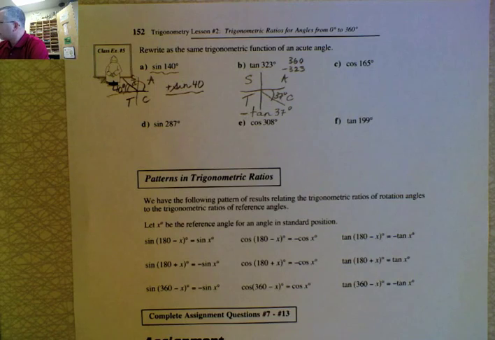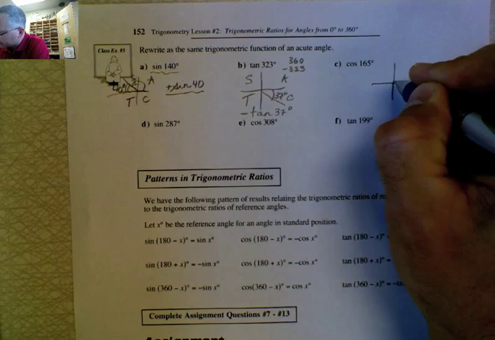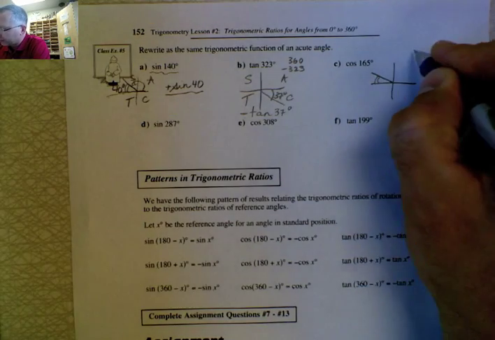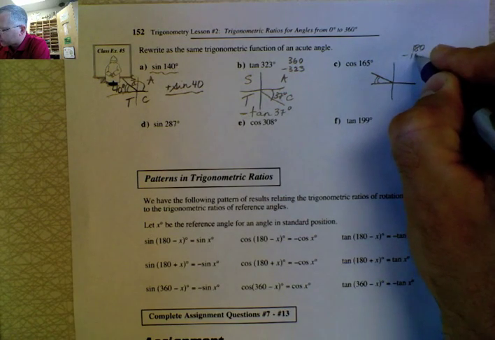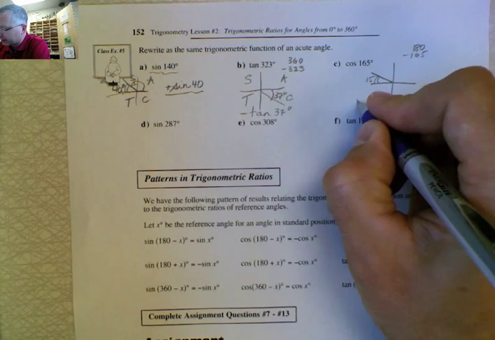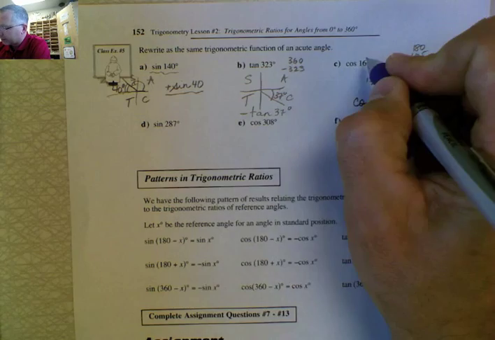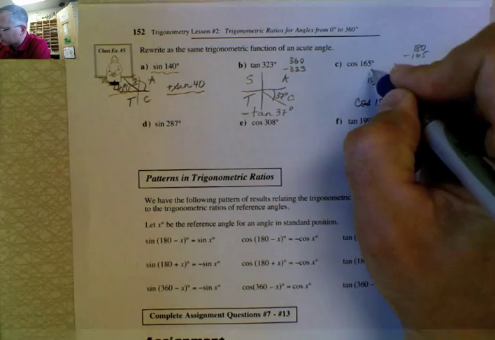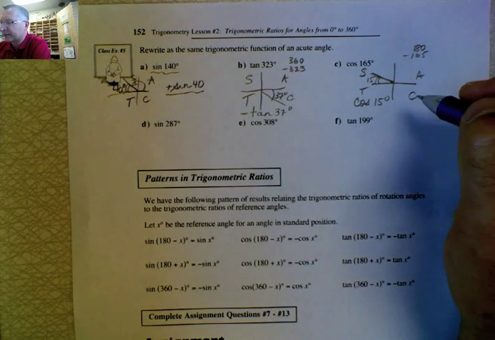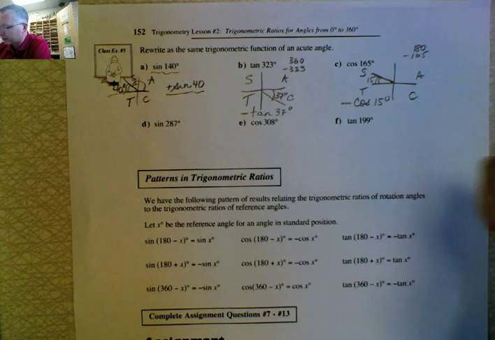Okay, let's keep going. If I look at 165, 165 is in quadrant 2. What's this reference angle? Well, it's going to be 180 minus 165, so that's going to give me a reference angle of 15 degrees. So this is cosine of 15 degrees. Now, if I look at the cast rule, in quadrant 2, the only thing that's positive is sine, so that means cos 15 has to be negative in that quadrant.